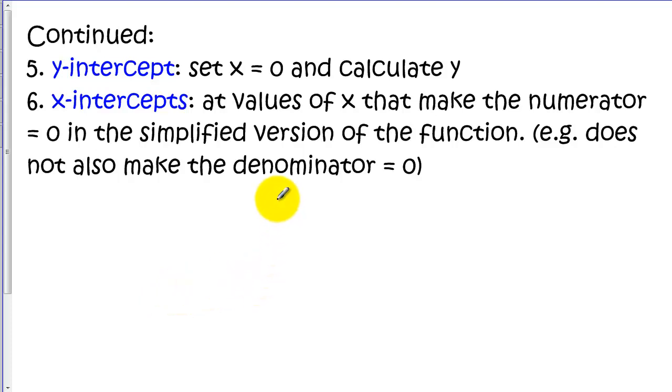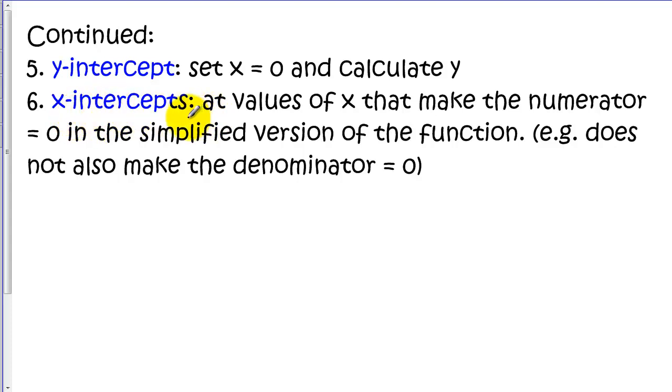Lastly, we'll find a few points. We'll find x-intercepts and y-intercepts. Remember from quadratics and other functions, y-intercepts occur when you set x equal to 0 and calculate y. And for x-intercepts, we want values or places where y equals 0.